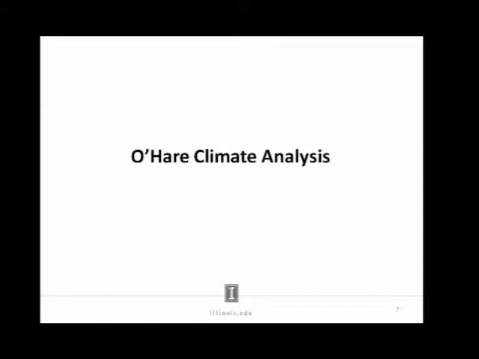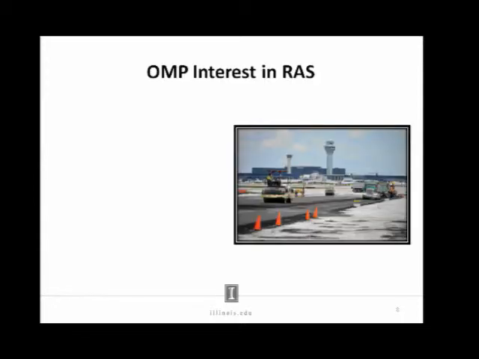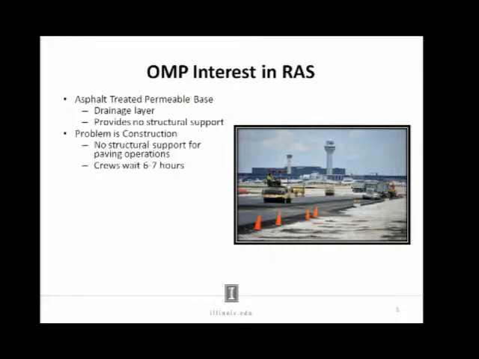I mentioned that this project is through O'Hare, and one of our initial goals here was to figure out how we can include this RAS in the airport runway. One of the first ideas was to include this in an asphalt treated permeable base. Many of you here are familiar with that. Essentially, it's a drainage layer, and it provides no structural support.